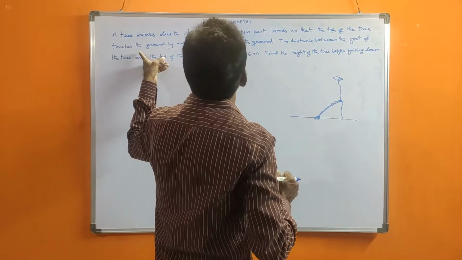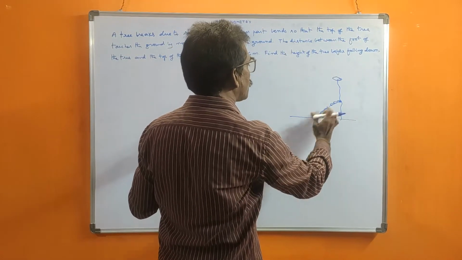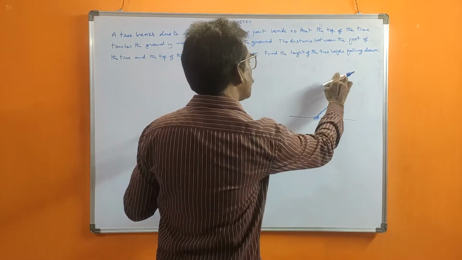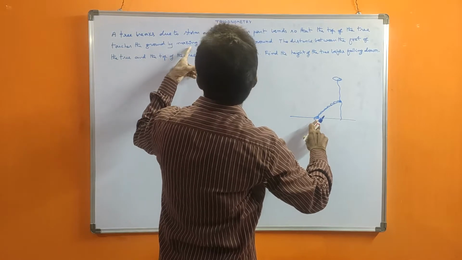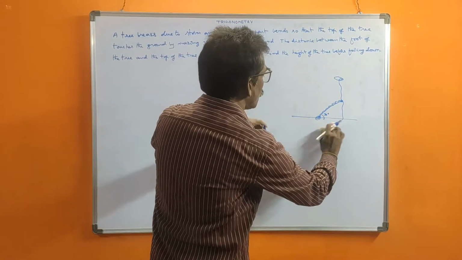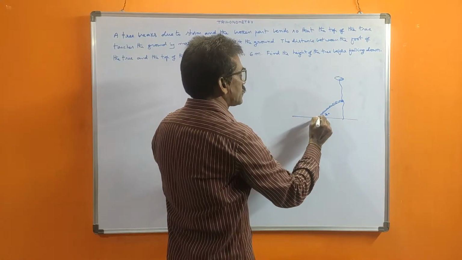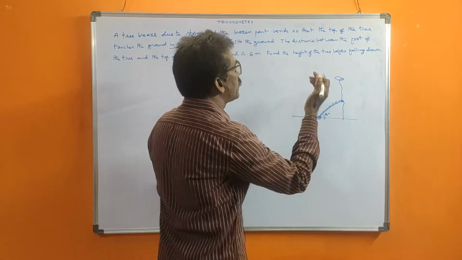See, the top of the tree, this top, now is this one. This top only comes down. That's why the top touches the ground, making 30 degrees angle with the ground. See, to the ground, this touched part makes 30 degrees to the ground. Like that it bent. Okay.